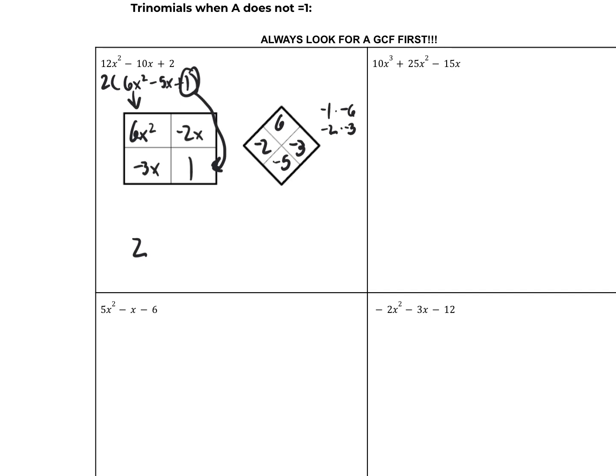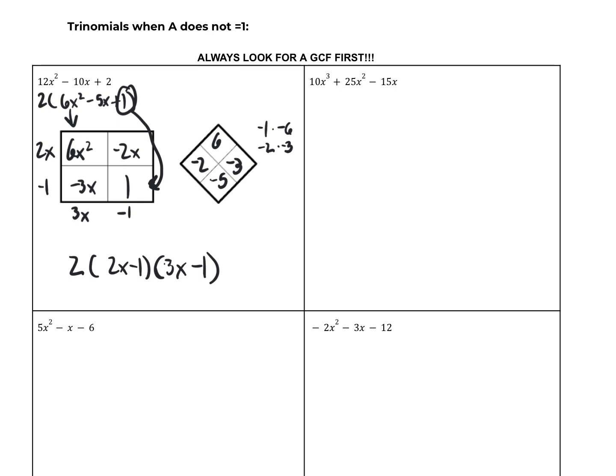All right, so now I'm factoring across. 6x squared minus 2x, I can factor out a 2x there. -3x and 1, I can factor out a -1. 6x squared minus 3x, I can factor out a 3x, and -2x and 1, I can factor out a -1. So my factors are 2x minus 1 and 3x minus 1.